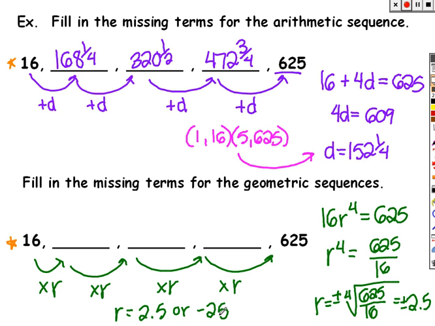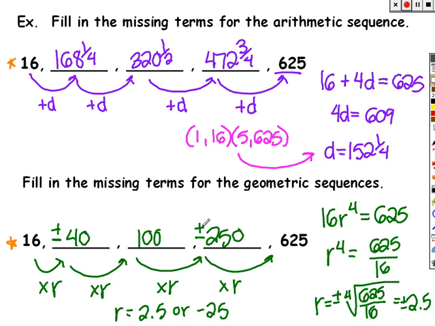So if I start at 16 and multiply by 2.5 over and over again, those would be my 2nd, 3rd, and 4th terms of the sequence. Now, if I started at 16 and multiplied by negative 2.5, I'd get negative 40, times negative 2.5 would give me positive 100, times negative 2.5 would give me negative 250, times negative 2.5 would give me positive 625. So actually, these middle terms could be positive or negative for the 2nd and 4th terms.